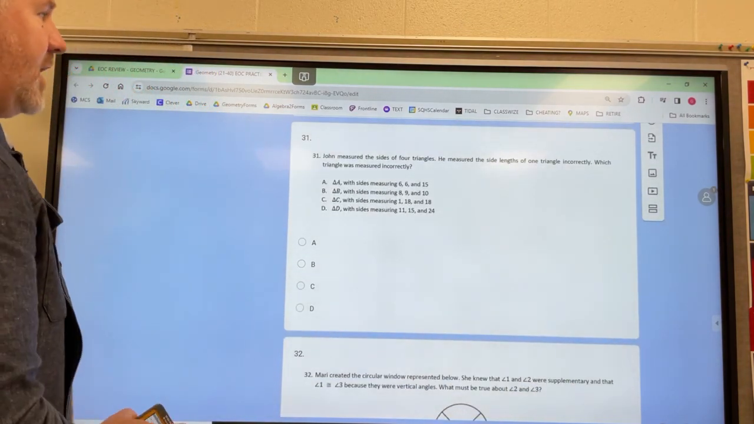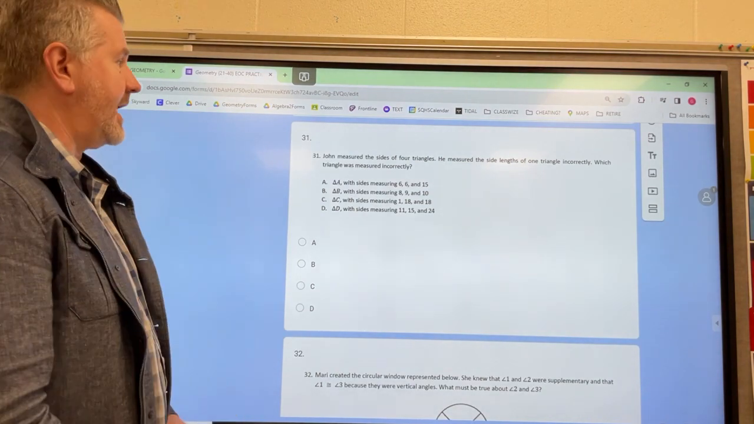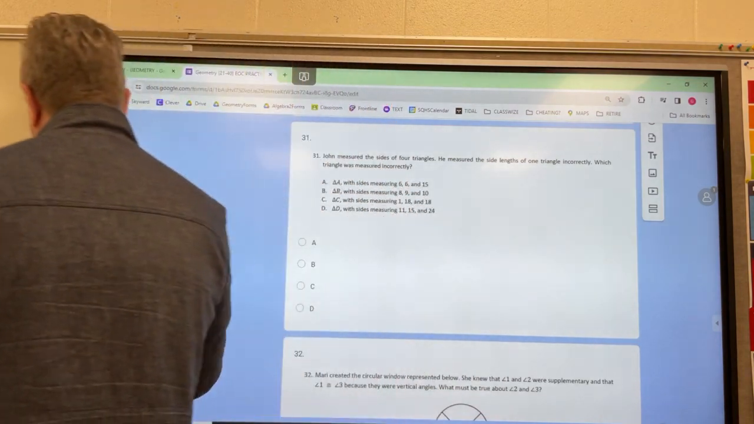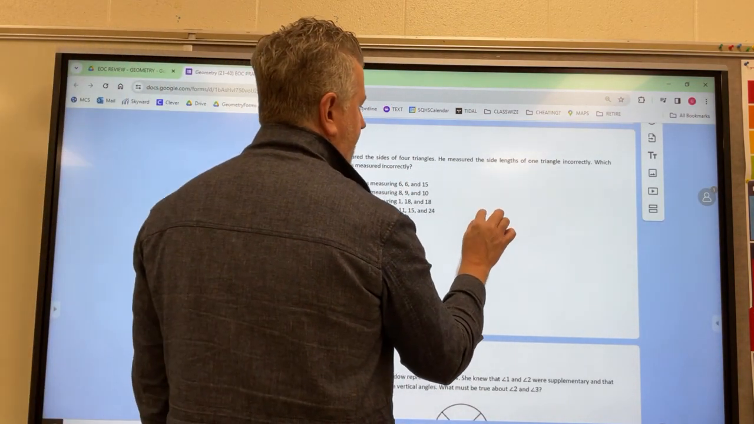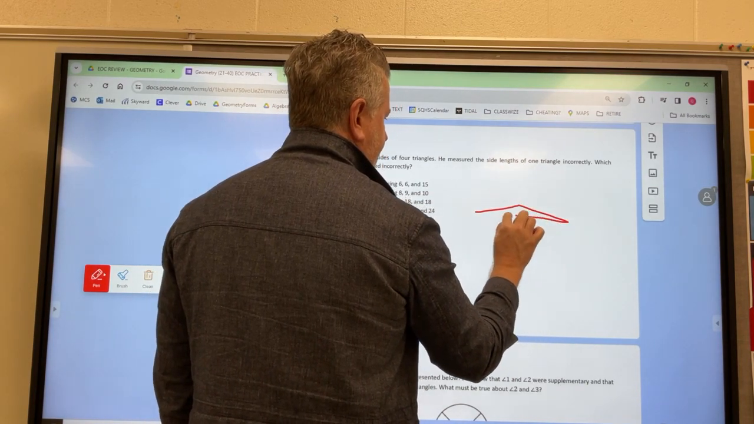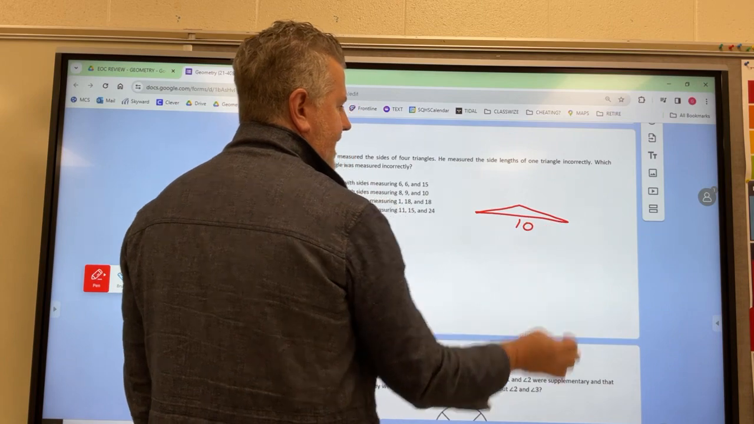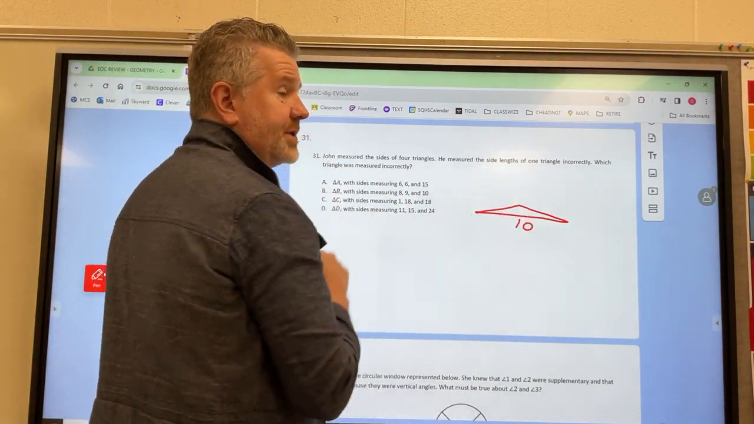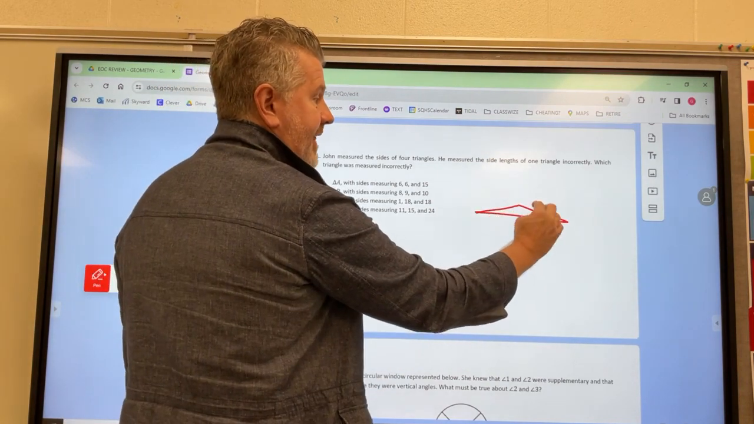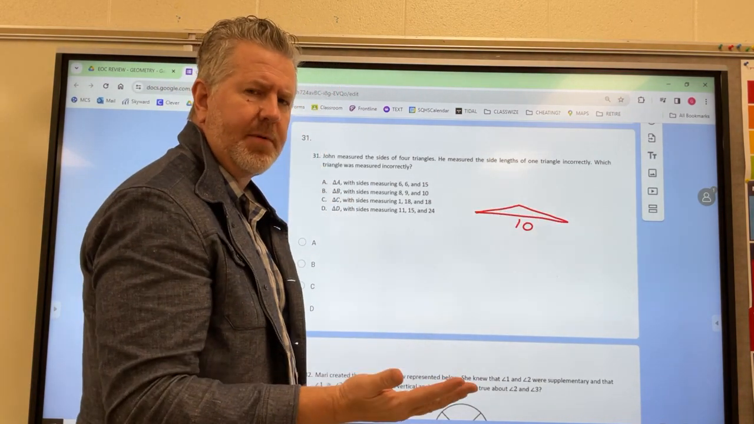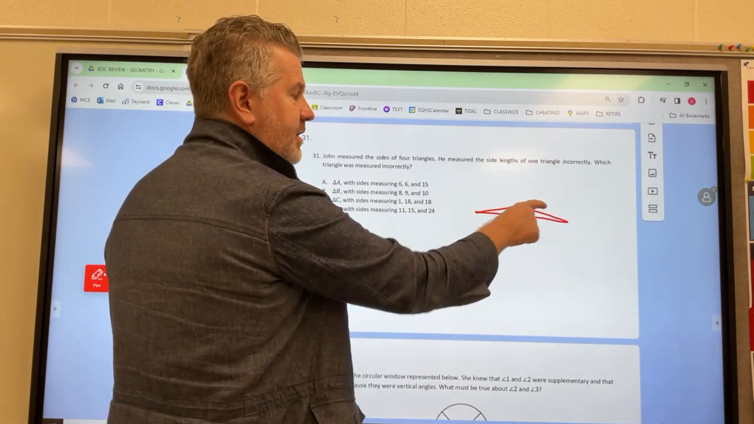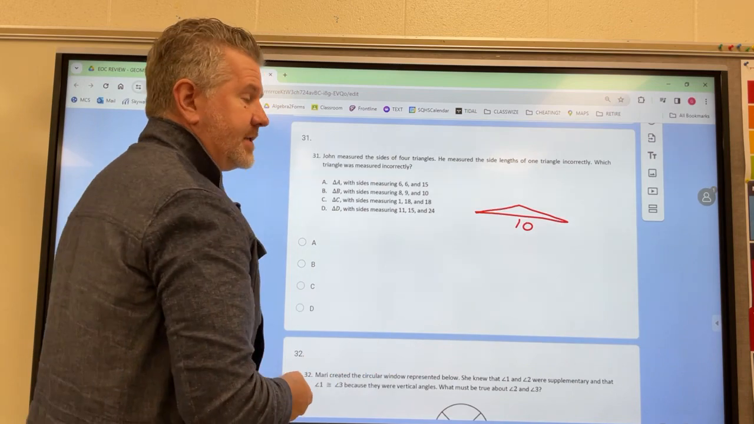John measured the sides of 4 triangles. He measured the side lengths of one incorrectly. Which triangle was measured incorrectly? Any triangle, no matter how flat, let's look at a very, very flat triangle, okay? If this side is 10, those top 2 sides have to add up to more than 10. Because if that was 5 and that was 5, it would just fall down. That would be the same length as the base of it. So the other 2 sides have to be greater than that third side on the longest side.